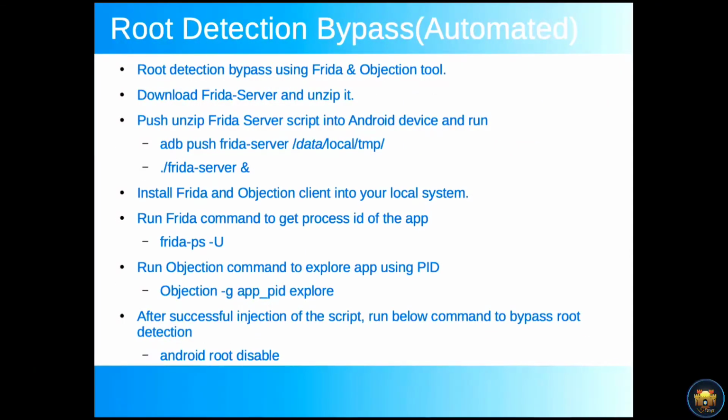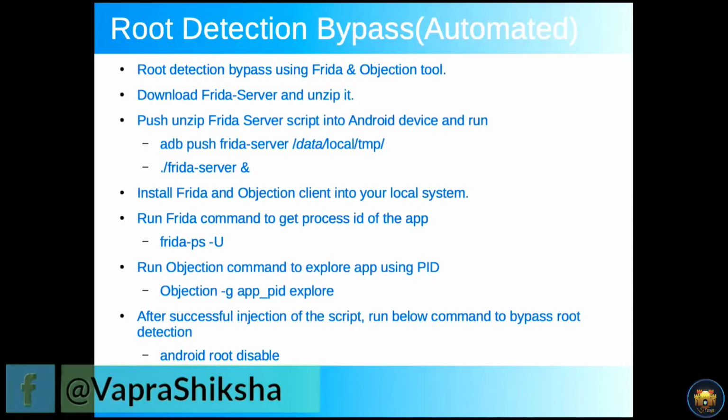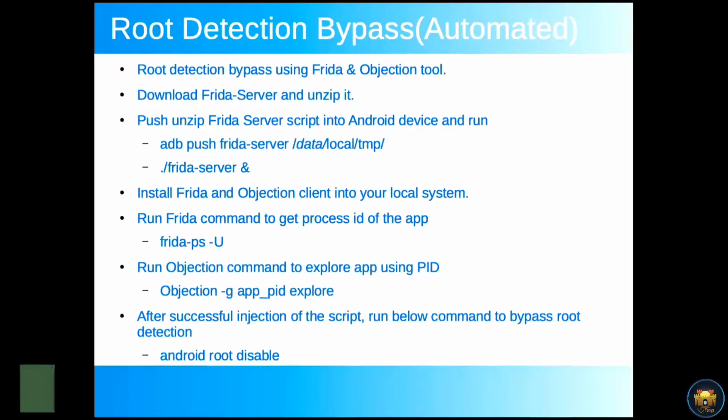Now, root detection bypass, automated way. Here we can use Frida and the objection tool. For root detection bypass, there is a client and server concept here. We need to deploy the Frida server onto the emulator or mobile device, and you can use the command adb push frida-server to push it into the temporary directory. After that, run the Frida server in background mode using the & sign.